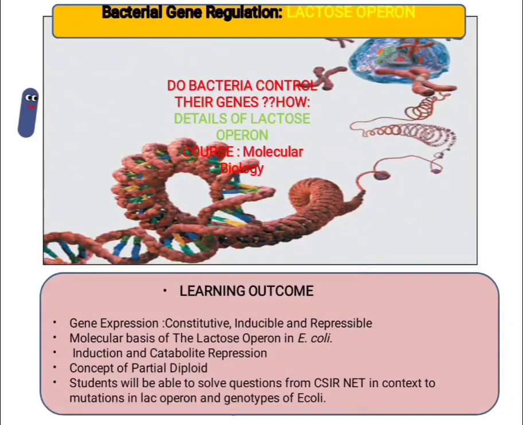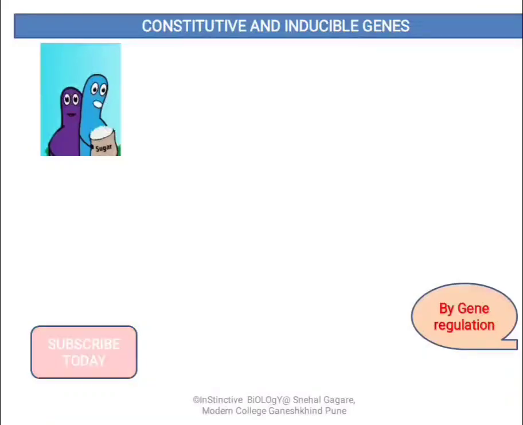So what would be the learning outcome for us today? We will see in detail the lactose operon, the induction, catabolite repression, and the concept of partial diploid, and this is very important from the CSIR NET exam point of view. So let us study that.